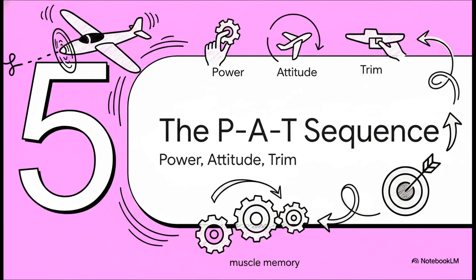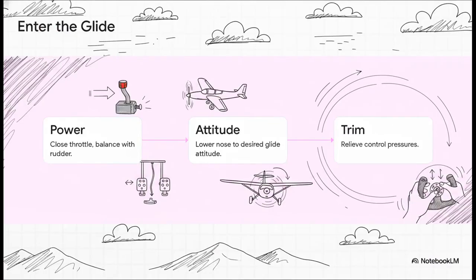All right, bringing it all together in Section 5, executing the PAT sequence. In aviation, we absolutely love acronyms, mostly because they work when you're under pressure. PAT stands for Power, Attitude, Trim. It's basically the holy trinity for transitioning from one phase of flight to another. To enter our glide, step 1 is power. Smoothly close the throttle to idle, making sure to apply rudder pressure so the nose doesn't yaw.